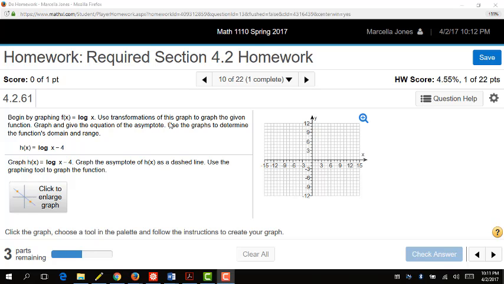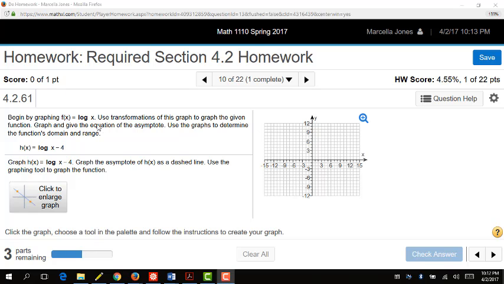Then we want to use transformations of this graph to graph h of x equal the common log of x minus 4. All right, so we have to understand that the way this is written, since there is not a parenthesis, the common log only applies to the x, and then we're subtracting 4 from that.